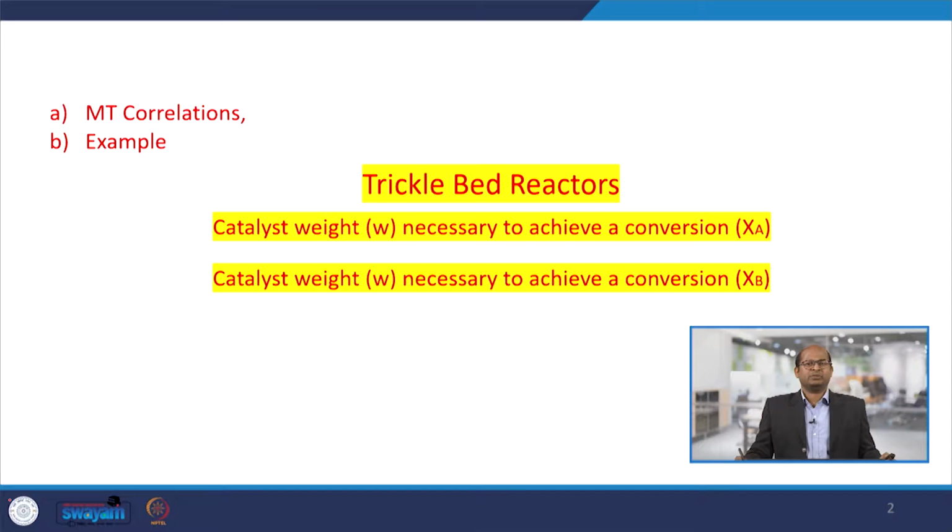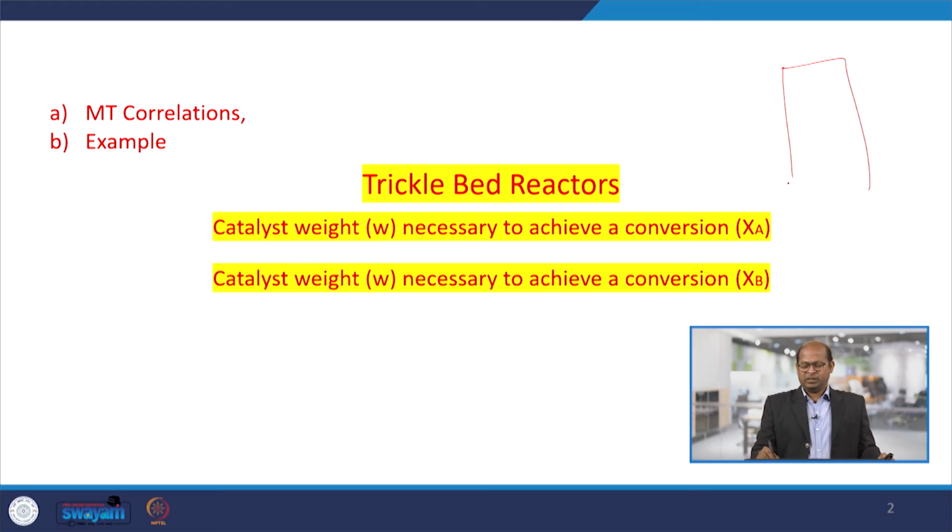That means what equations or correlations there are, and using those correlations how we will get the mass transfer coefficients. Then we will discuss one numerical problem or example for a particular trickle bed reaction system. What is a trickle bed? That you have already discussed.